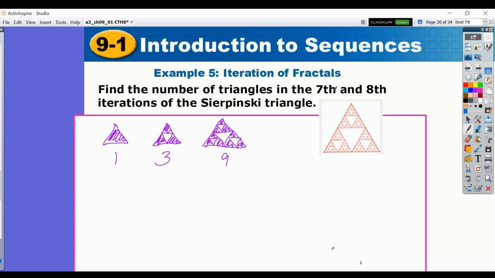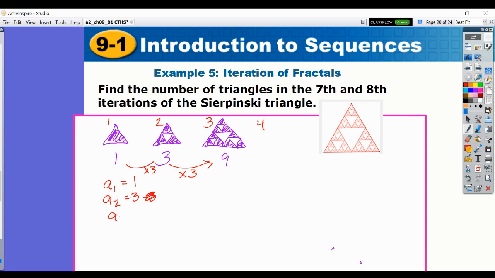And what they want to know is the number of triangles in the 7th and 8th iteration. So iteration just means like the 7th or 8th term. So this is my first term, my second term, my third term, my fourth term, and I want to find the 7th and 8th. So let's see if we can find a rule first. What am I doing? By cutting out the center of each triangle that I had, it creates 3 new triangles. So my first term is a 1, my second term is a 3. What is happening here? I'm multiplying by 3. So I'm going to multiply by 3 every single time.